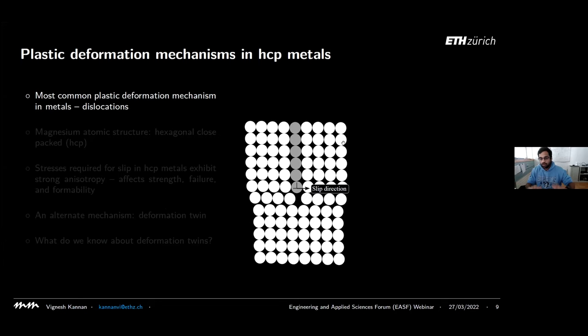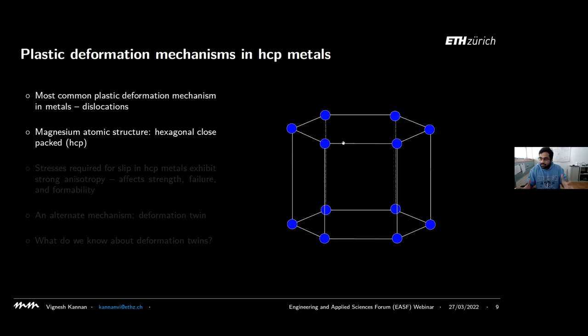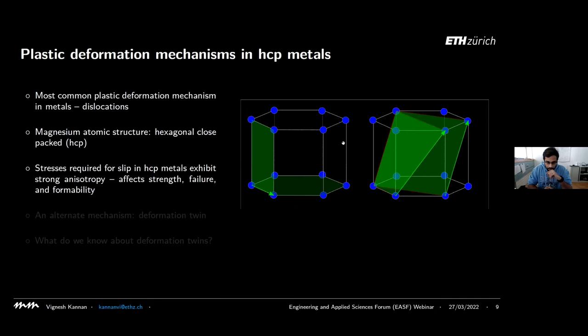In magnesium, it has a hexagonal close-packed crystal structure as opposed to some of the more conventional cubic crystals that we would have studied in a mechanics of materials class, if you may. And it turns out that in magnesium, the stress that is required for dislocation slip, for that extra plane of atoms to slip within the plane of this magnesium crystal, as you can see in the left schematic, is a lot lower than what you require to slip out of plane.